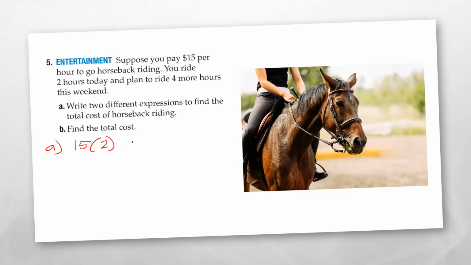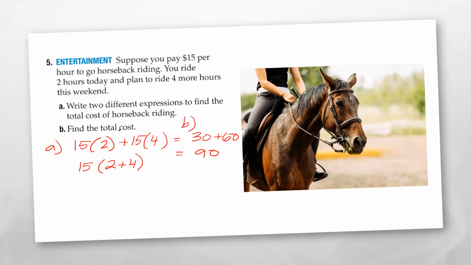Okay, so you're going to multiply 15 times 2, and then you go for 4 more hours over the weekend. So again, you're going to multiply 15 times 4 this time. So another way you can write this expression is that you're going to multiply 15 times 2 plus 4. Okay? All right. And then you're also supposed to find the total cost. So when you do that, up here, this ends up being 30 plus 60. Okay? And 30 plus 60 is 90. Okay? All right. Oh, that was part B. Okay?